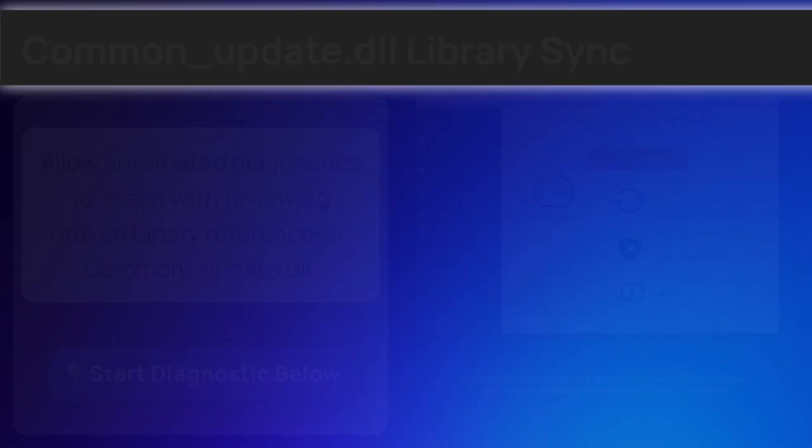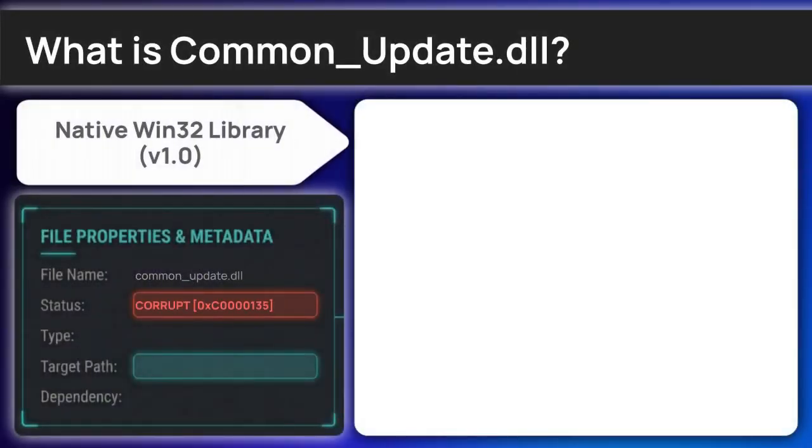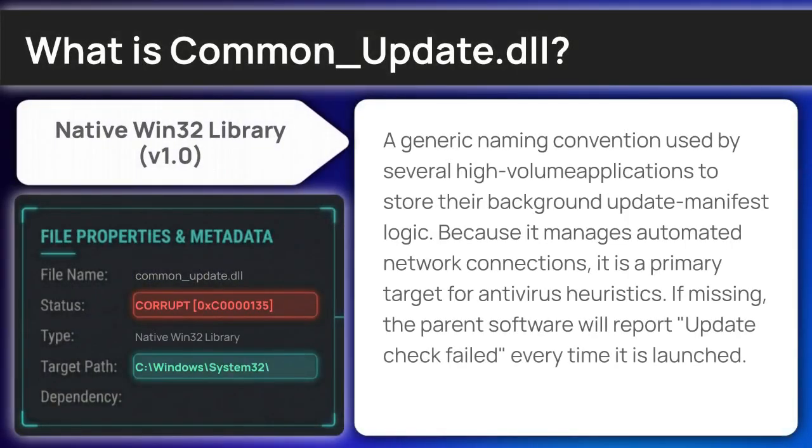This is the Common Update Module, a generic naming convention used by several high-volume applications to store their background update manifest logic. Because it manages automated network connections, it is a primary target for antivirus heuristics. If missing, the parent software will report update check failed every time it is launched. Now that you're up to speed on the file's role, let's begin the repair process.